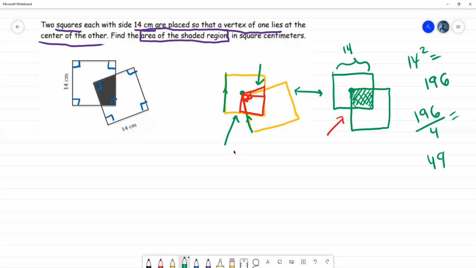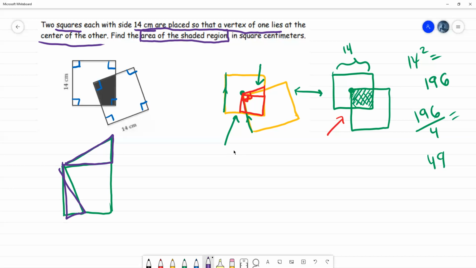Because we know that both squares are congruent, let me draw those two shaded regions over here. I'm drawing them so they're overlapped. So it looks something like this red portion right here. Let me color code that. These two are the same triangles. Those two have the same area.